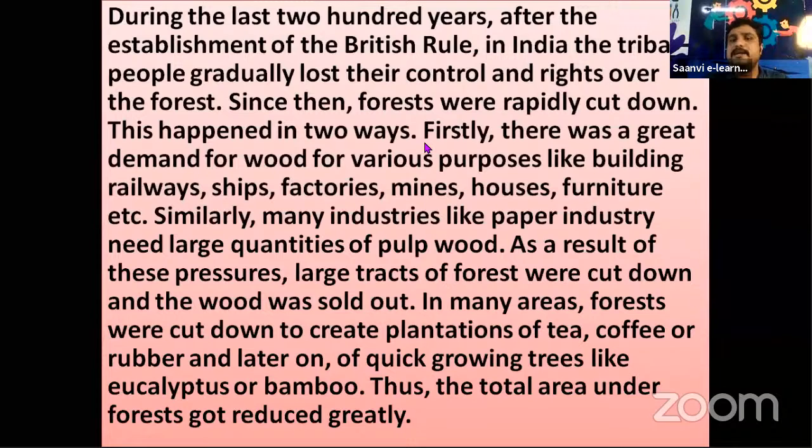So they started asking them to cut it, and it led to degrading or decreasing the forest, reducing the forest area greatly. They are not planting. In many areas, forests were cut down to create plantations, tea plantations. You know the terrace method, step by step, in hilly regions, you can see tea plantation, coffee, rubber, and later on quick growing trees like eucalyptus, one type of tree, and bamboos.